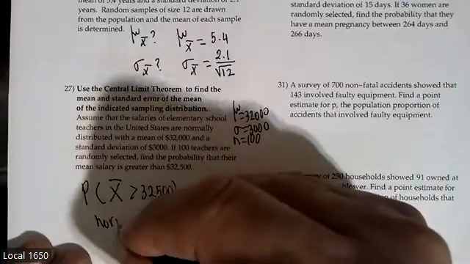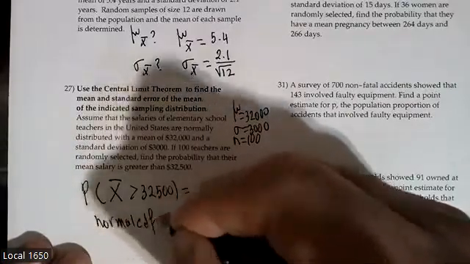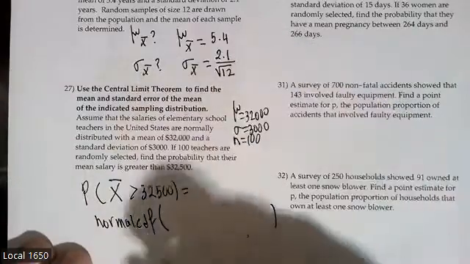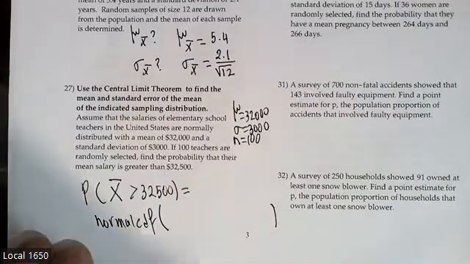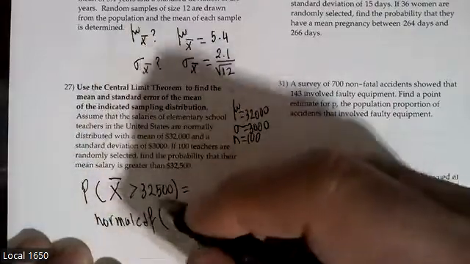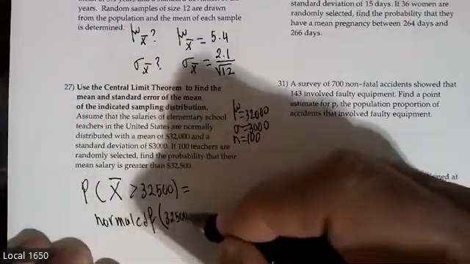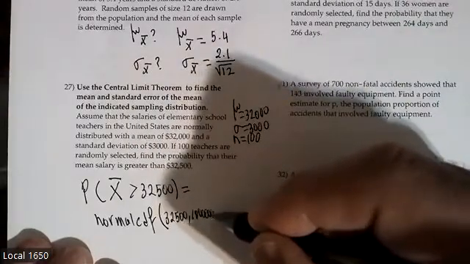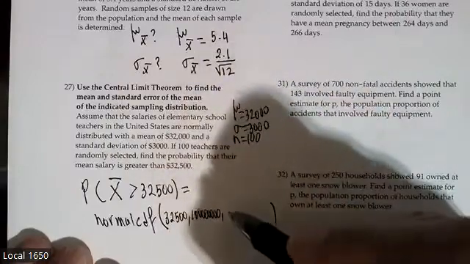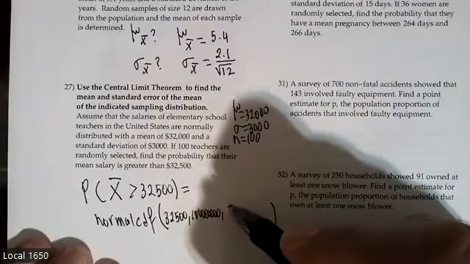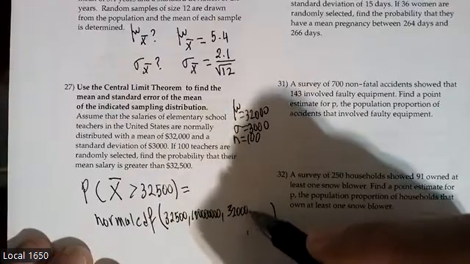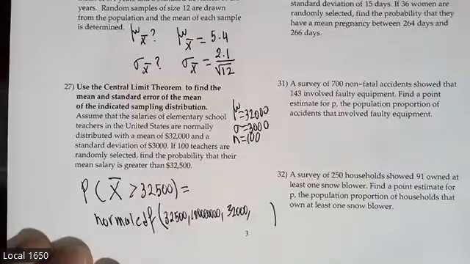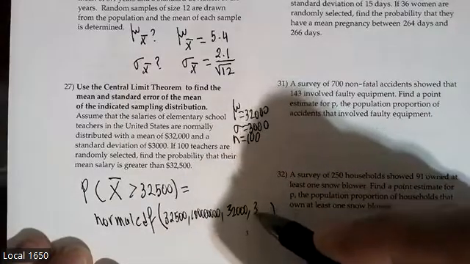Okay, that will be normal CDF. I told you, this is the only formula for probability. Can a student give me the lower bound here? What would be the lower bound? 32,500. Yeah, 32,500. What's the upper bound? Million, billion, just put large numbers. What's the mean? 32,000. Okay. What's the standard deviation? 3,000.